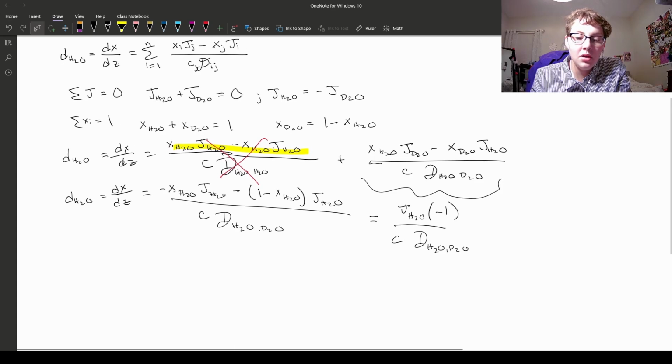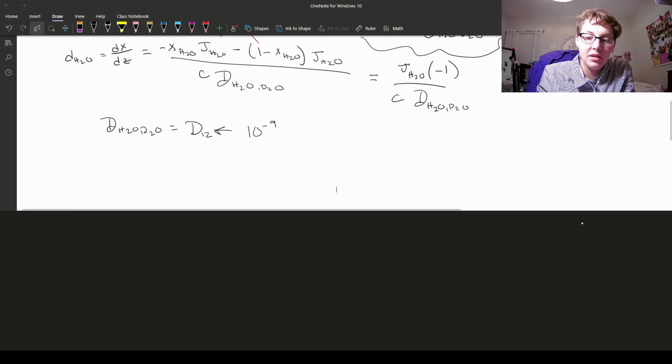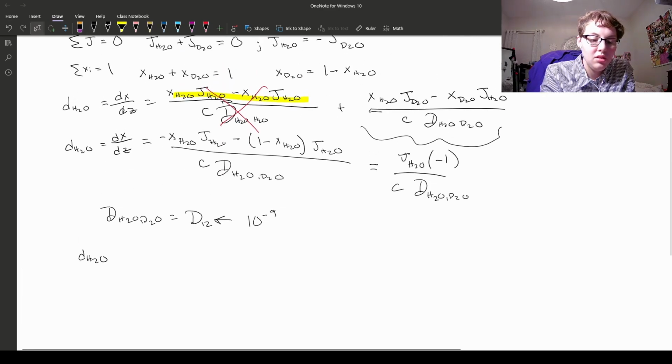In an ideal system, the Maxwell-Stefan diffusivity is equal to the fixed diffusivity, and that is an estimate that we know for liquids that is equal to 10 to the -9th. So that's what we're going to use in this system, so we will go ahead and replace that, further simplifying our equation. So the driving force of H2O is equal to the opposite of the molar diffusive flux of H2O over the total mole concentration times fixed diffusivity.